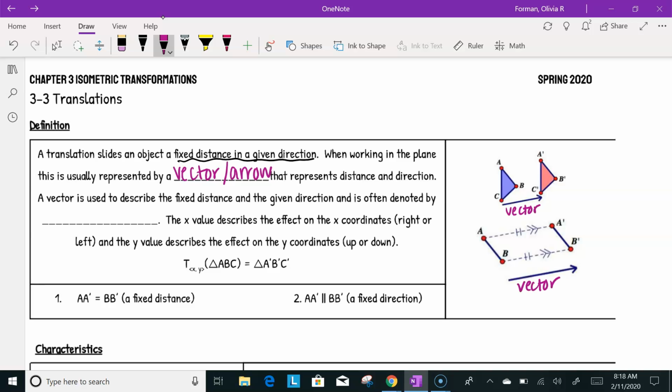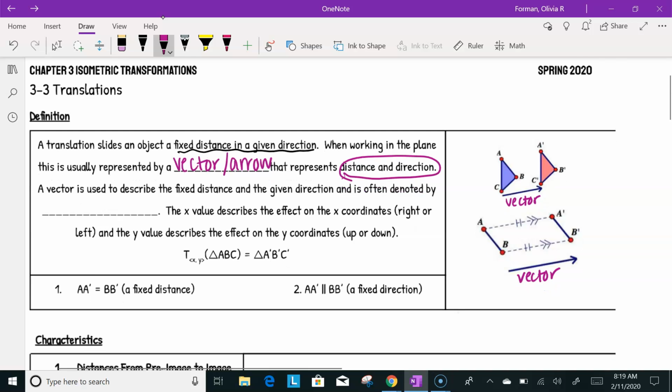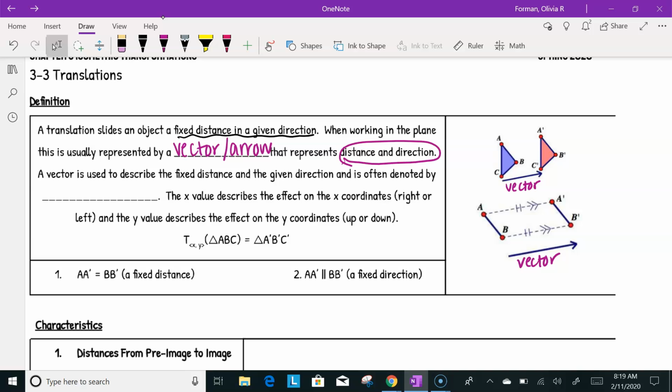And what the vector does is it represents distance and direction. So it's telling you not only how far the shape should move, but in what direction it should move. A vector is used to describe the fixed distance and the given direction, and is often denoted by this sort of little carrot looking thing, x comma y.